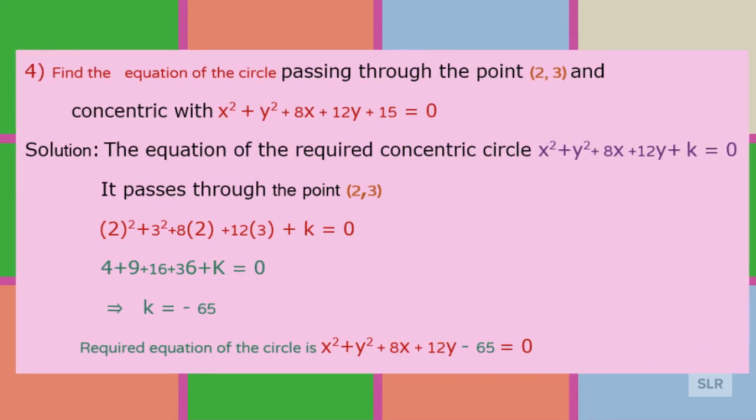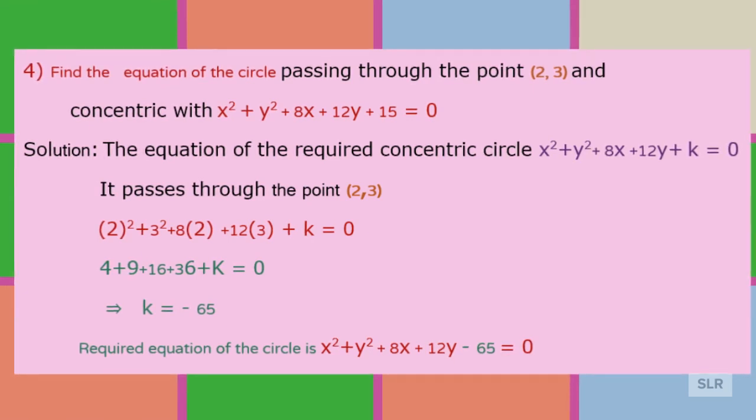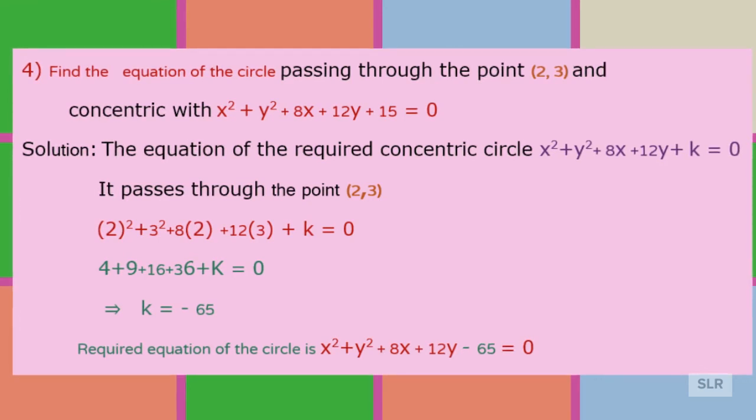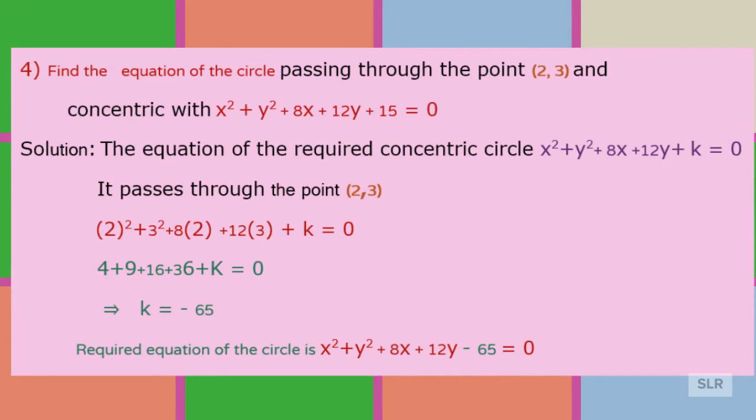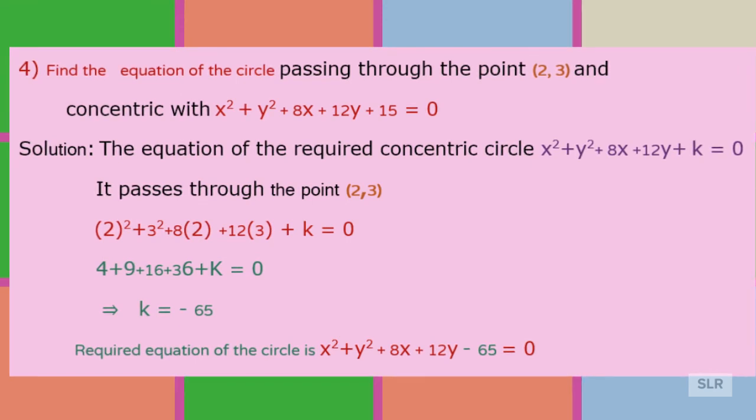Therefore, substitute x = 2, y = 3. So 2² + 3² + 8×2 + 12×3 + k = 0. 4 + 9 + 16 + 36 + k = 0. The total of 4 + 9 + 16 + 36 is 65. Therefore, k = -65. Therefore, the required equation of the circle is x² + y² + 8x + 12y - 65 = 0. This is the required equation of the circle concentric with the given circle.